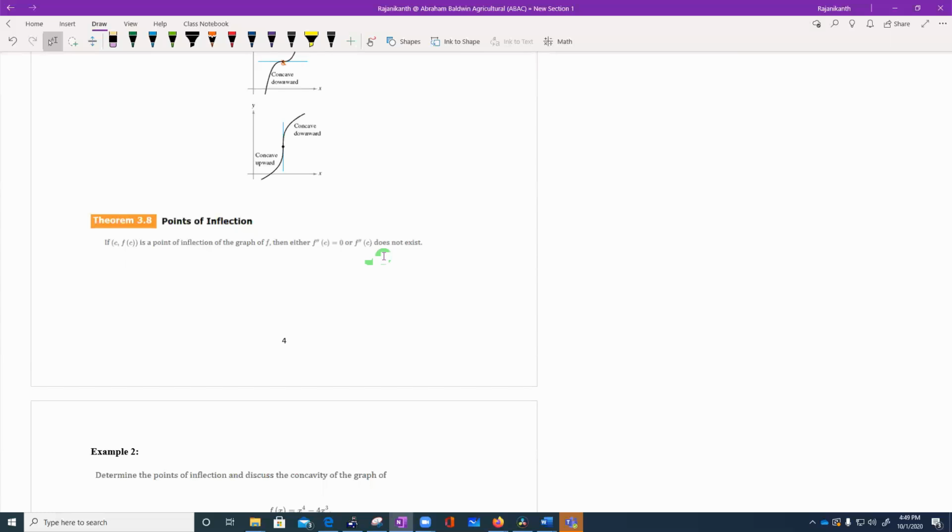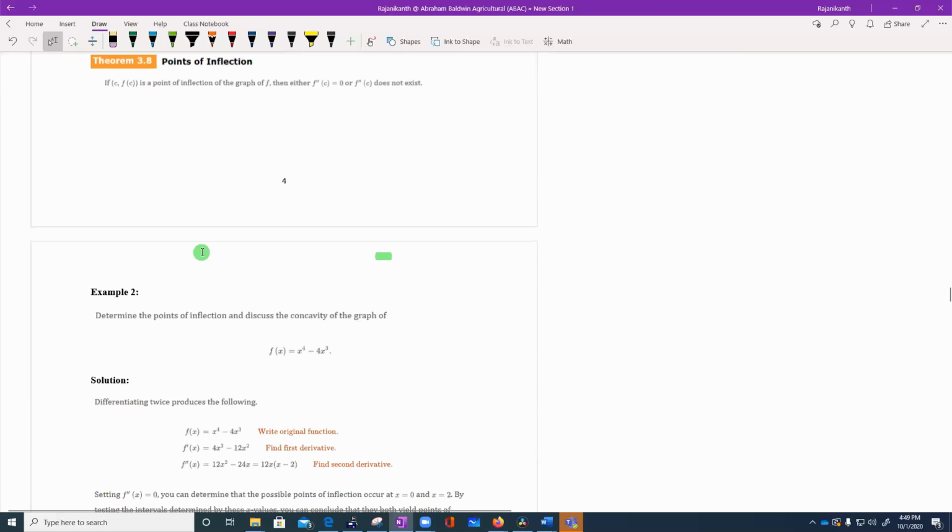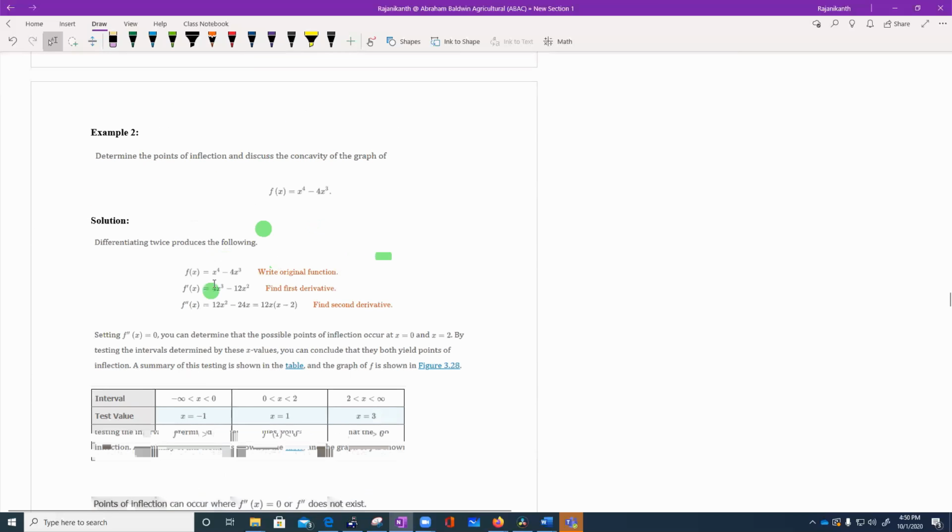In other words, if you are asked to find an inflection point, simply find the second derivative, set it to 0 and look for x values, or find the points where the second derivative is undefined or does not exist. Okay. So now again, look at this example. The question is finding all the points of inflection. So we are finding the second derivative.